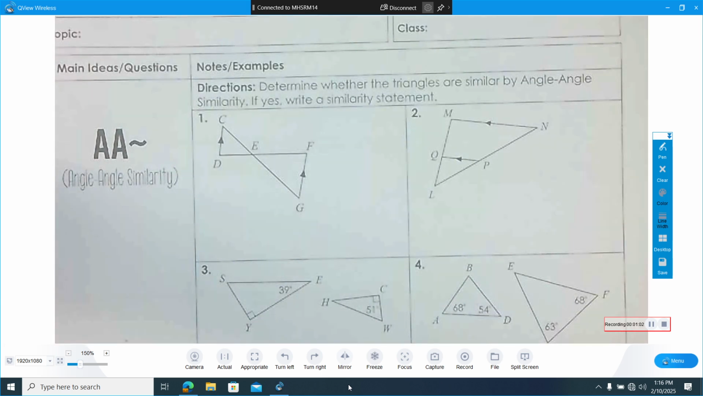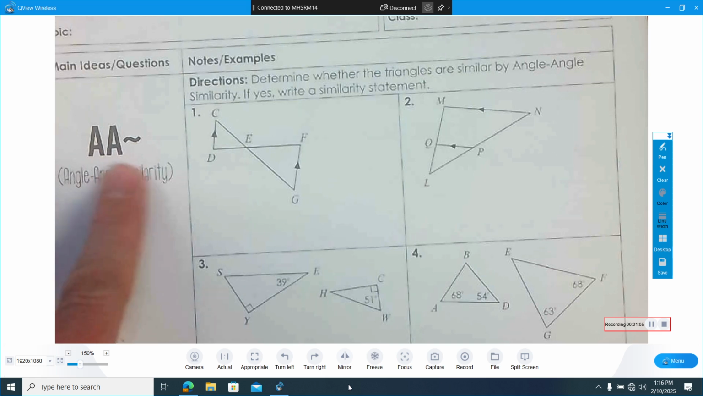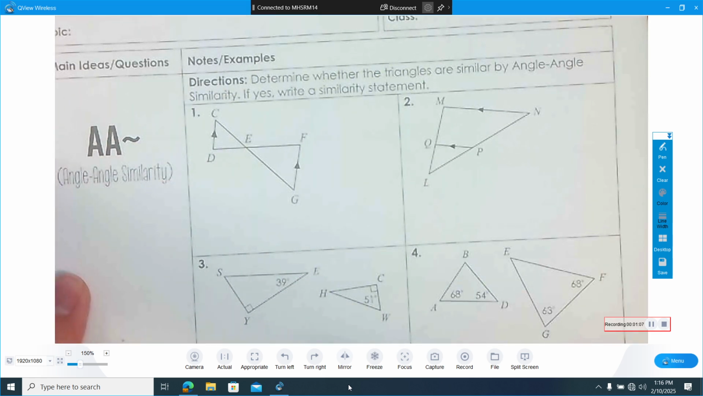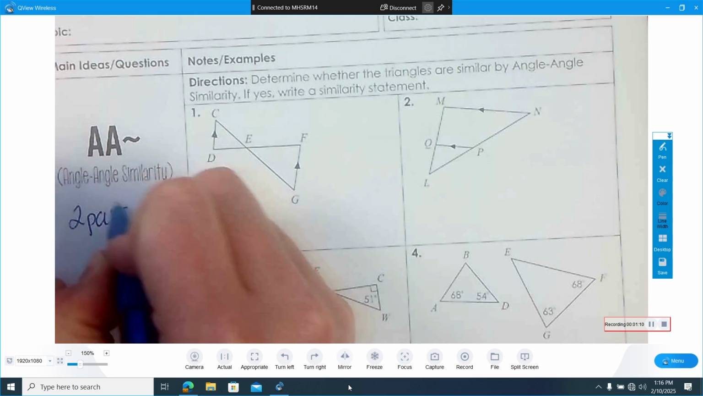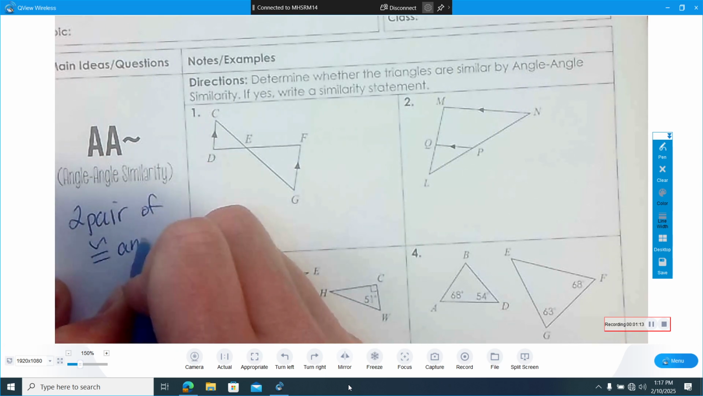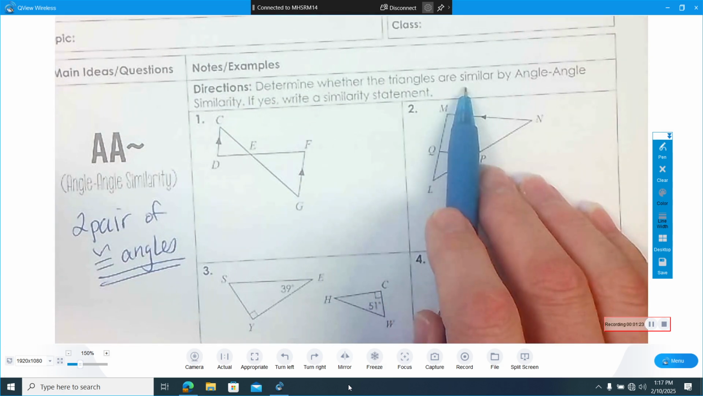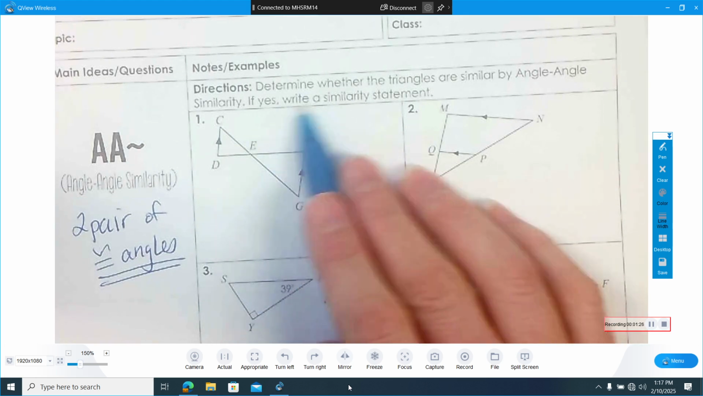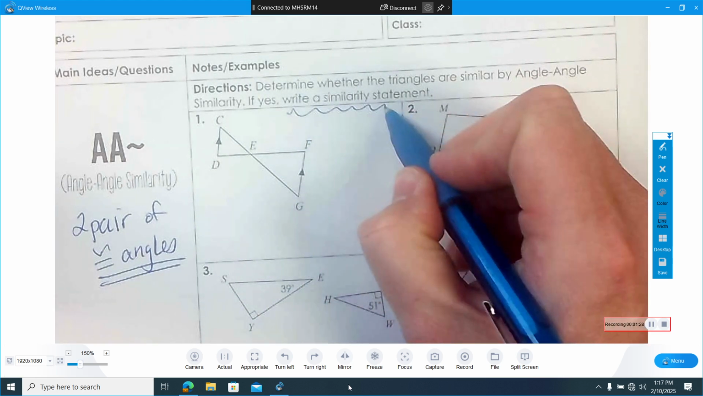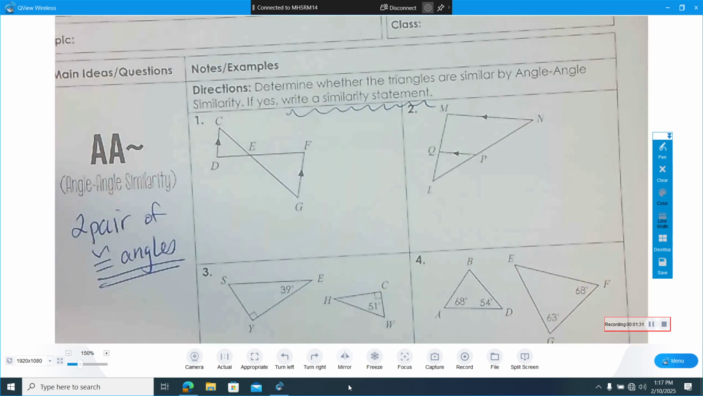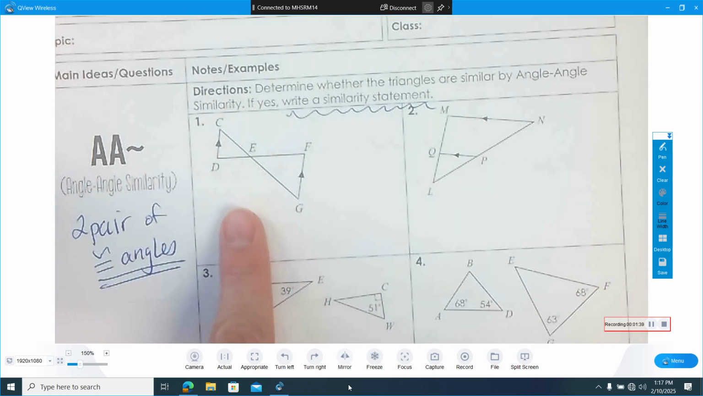And so the first one we have here is angle-angle similarity, which means we need 2 pair of congruent angles. And if we have 2 pair of congruent angles, then our triangles are going to be similar. So we want to determine whether the triangles are similar by angle-angle similarity. And if yes, we're going to write a similarity statement, which is triangle is similar to triangle, whatever. We got to make sure we get those in the right order. Let's look at number 1.